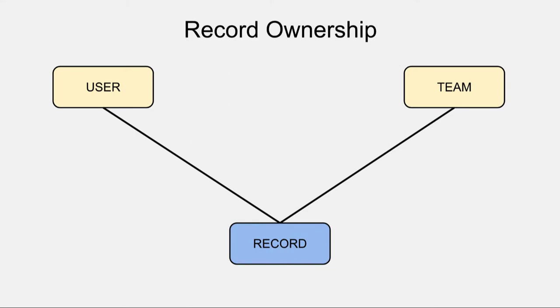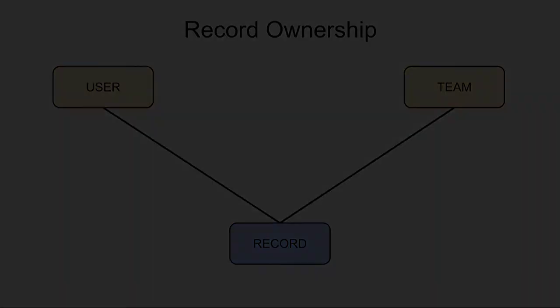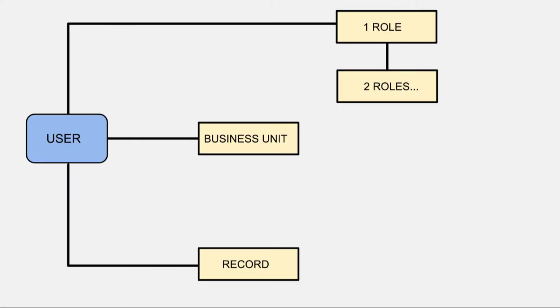Before selecting security roles, it's important to understand the basics of security elements and record ownerships. A record can be owned by either a team or user, and for this video, I'll be specifically talking about user security. Each user is a part of a business unit, and this is essentially another term for their department or division.